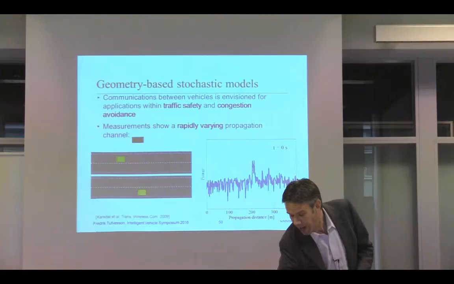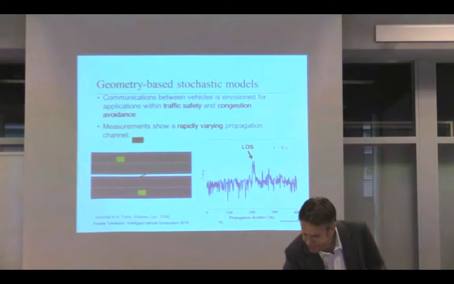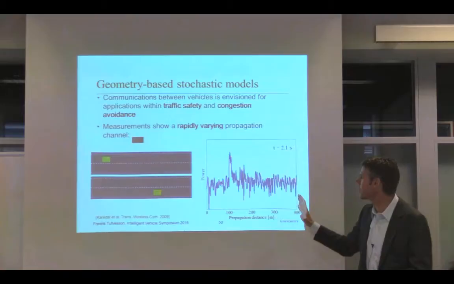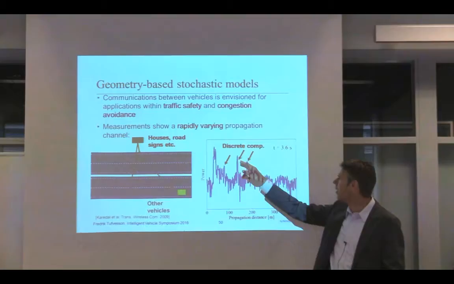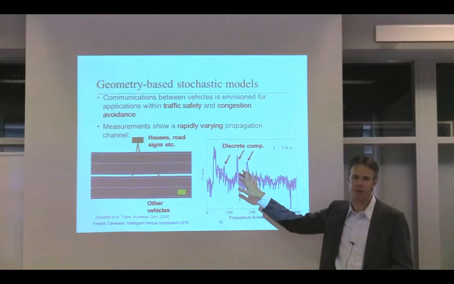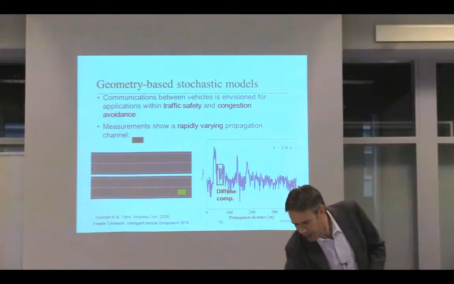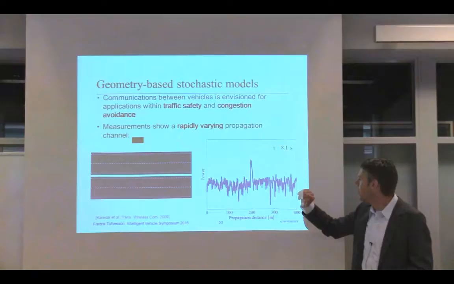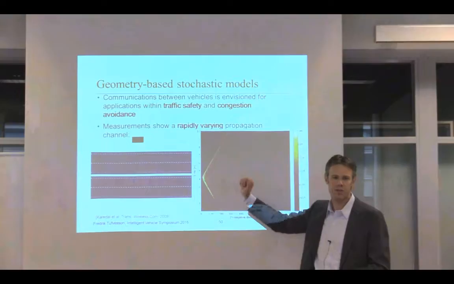And if we look at how it changes over time, especially the line of sight, you can see how it's moving while the cars are driving. We can also see the other discrete components, and they actually can help a lot from a radio-based positioning point of view. And now they're going back, and we see how the delay is increasing. Components are coming and going. We saw those other small things. And those things you actually have in the geometry-based stochastic models.